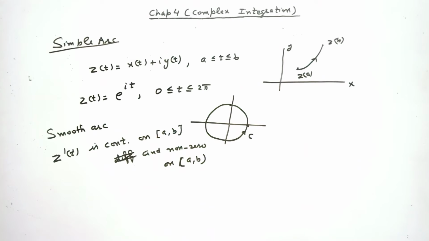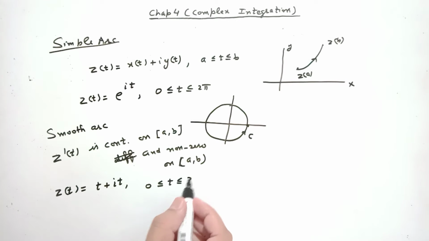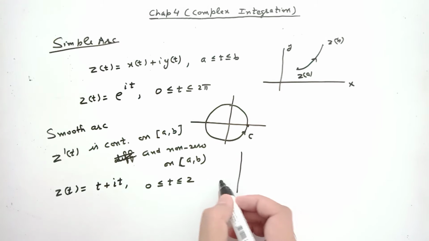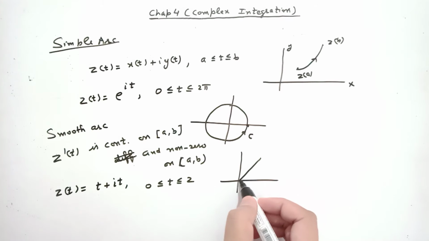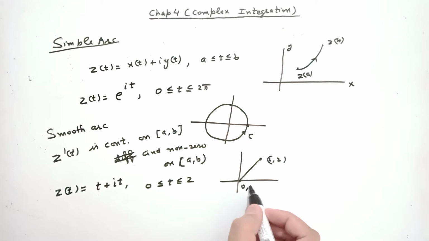Okay, this curve is a smooth curve. z prime t is continuous on the closed interval AB and non-zero on the open interval AB. Then it is a smooth arc. Examples you can take: z(t) equal to t plus iota t, say t varies from 0 to 2. Do you understand what it is? It's a line segment from the origin to (2, 2). Okay, so this is a smooth arc.